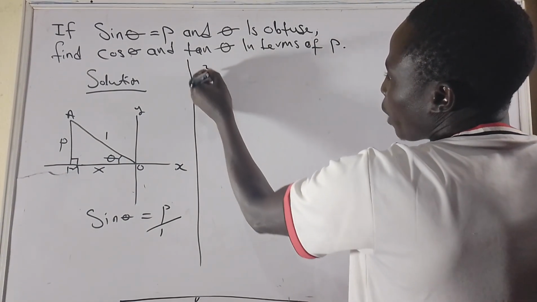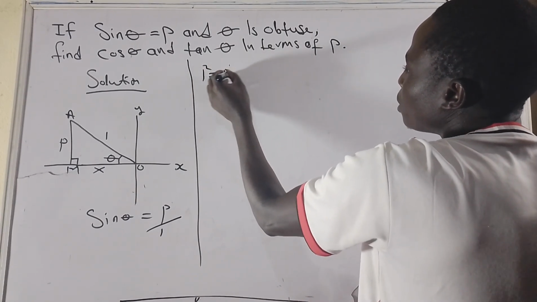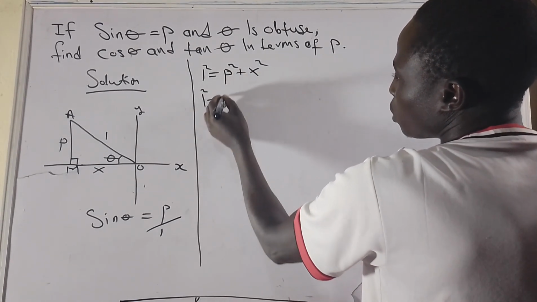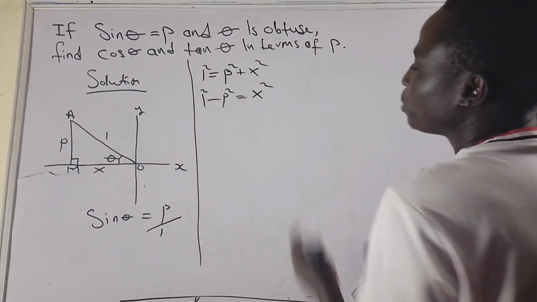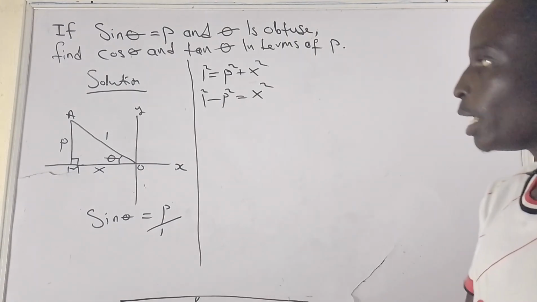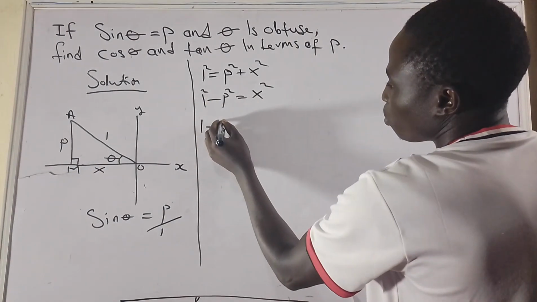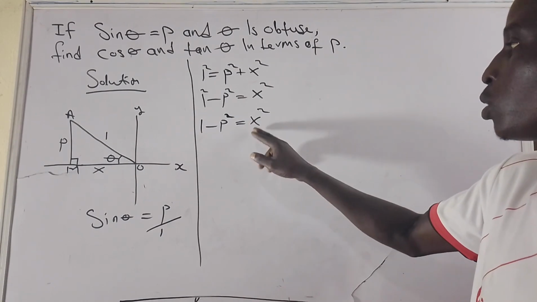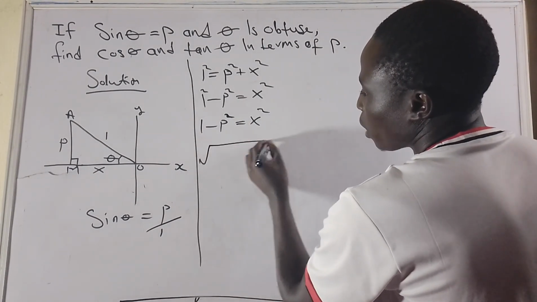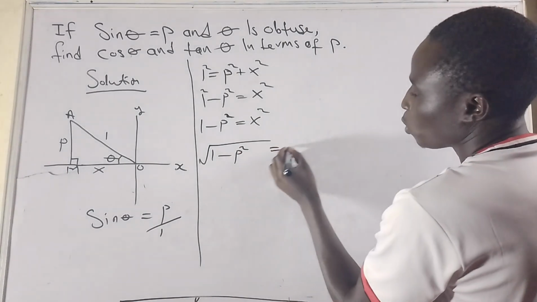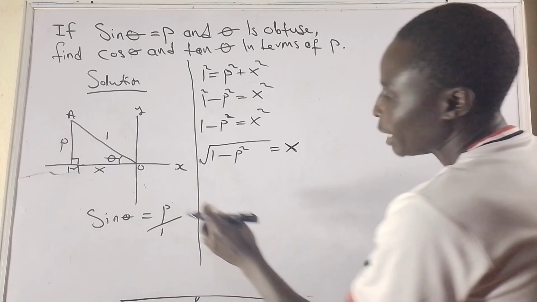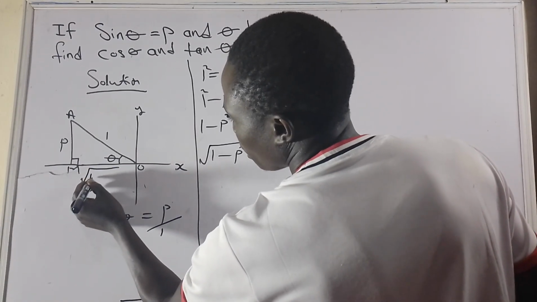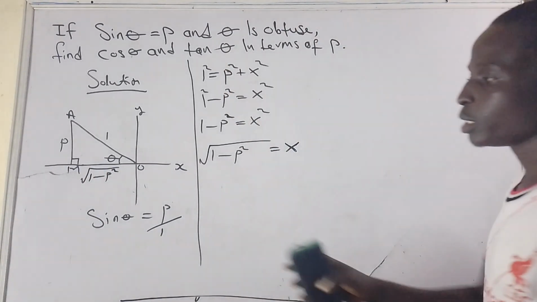We say 1 squared is equal to p squared plus x squared. That means 1 squared minus p squared is equal to x squared. I tried to isolate x. So 1 minus p squared is equal to x squared. I need to take the square root of both sides to eliminate the square. That means the square root of 1 minus p squared is equal to x. So I can put the square root of 1 minus p squared as the value of x.